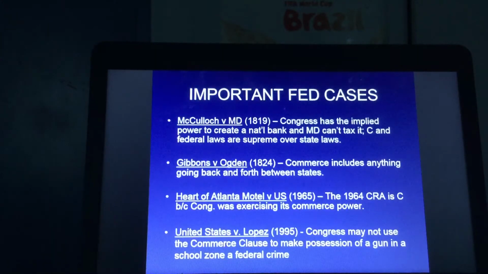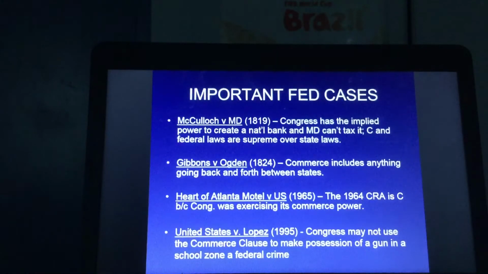McCulloch versus Maryland is the one that will be on the AP exam. Congress established a national bank, and when they did, Maryland taxed it. The Supreme Court said that Congress had the implied power to create a national bank, and that Congress has a lot of implied powers, which is why it's important for the future. It set the precedent that Congress has a lot of implied powers, and also that Maryland, under the Supremacy Clause, can't tax the bank out of existence. Then Gibbons v.